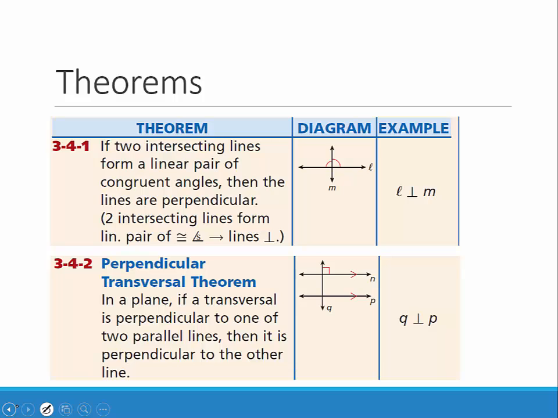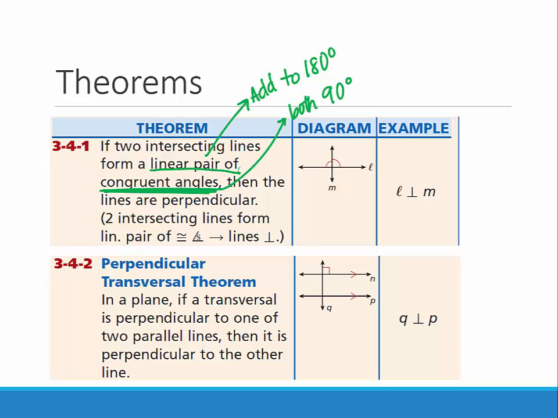So here's a couple theorems, and then we're going to prove a few of them. If two intersecting lines form a linear pair of congruent angles, then the lines are perpendicular. So stop and think about what that means. Two lines form a linear pair. Remember, a linear pair means that they add to 180. And then it's a linear pair of congruent angles. So if they have to be the same and they add to 180, that means that they're both 90 degrees. And then the conclusion we can draw is that the lines are perpendicular because those two intersecting lines made two 90-degree angles.